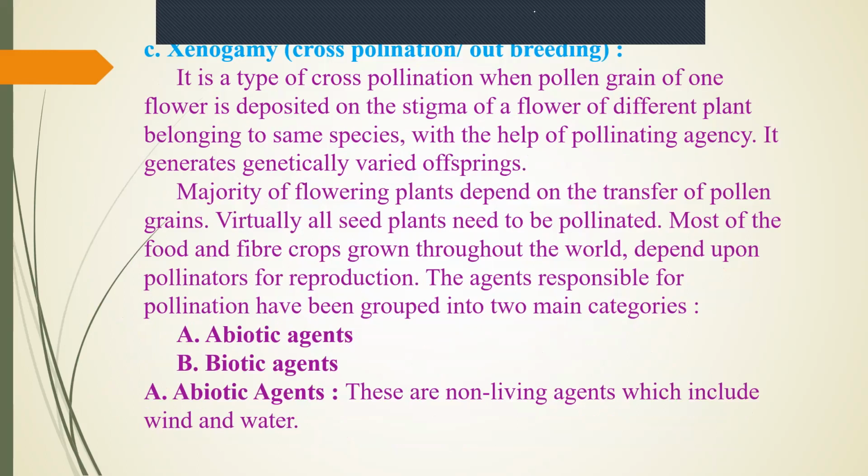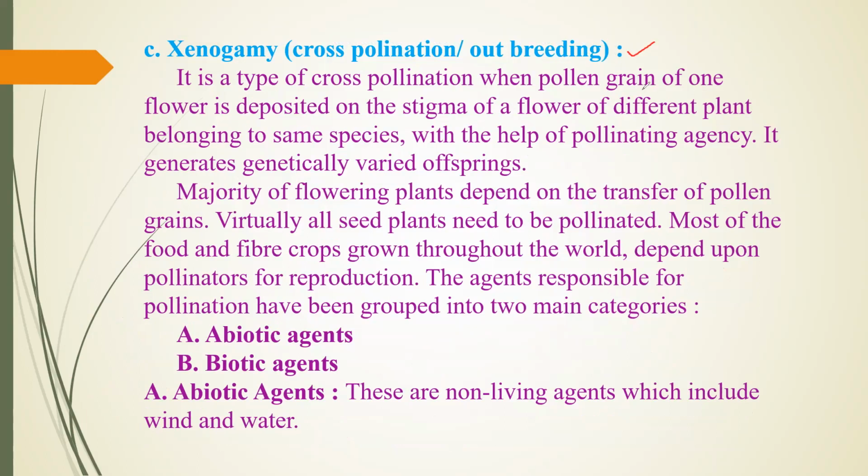Then we have the last one, xenogamy. What does xenogamy mean? It includes cross pollination and outbreeding. It is the type of cross pollination when pollen grains of one flower are deposited on the stigma of a flower of a different plant belonging to the same species. With the help of a pollinating agency, it generates genetically varied offspring.